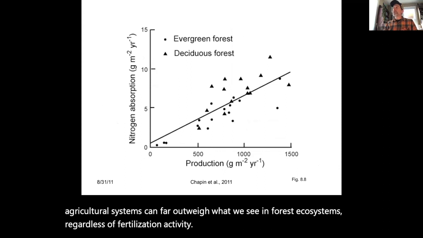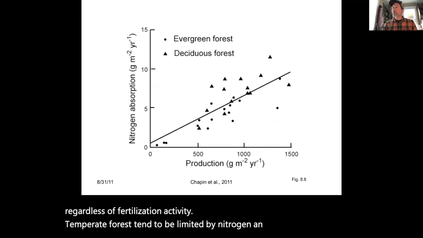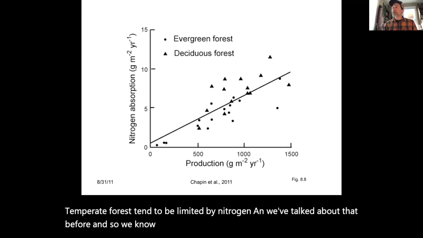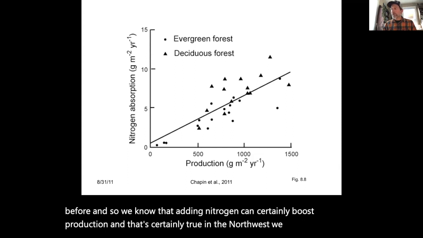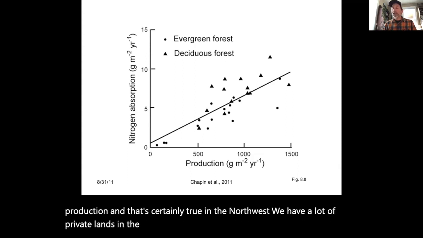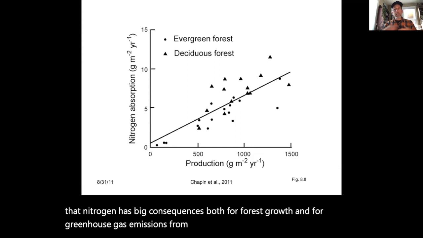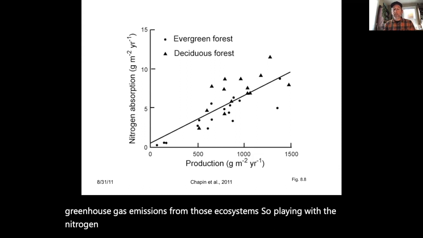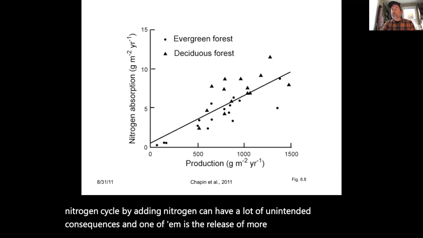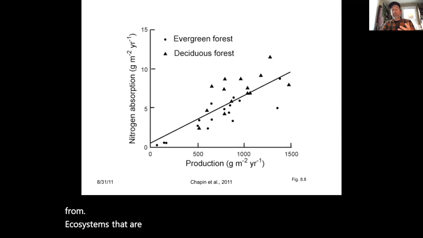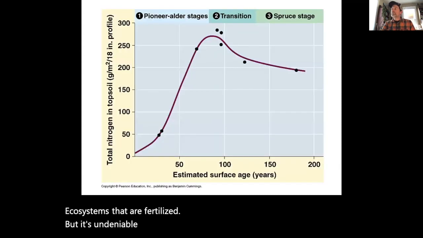Temperate forests tend to be limited by nitrogen, and we've talked about that before. And so we know that adding nitrogen can certainly boost production. And that's certainly true in the Northwest. We have a lot of private lands in the Northwest which apply nitrogen. And the application of that nitrogen has big consequences, both for forest growth and for greenhouse gas emissions from those ecosystems. So playing with the nitrogen cycle by adding nitrogen can have a lot of unintended consequences. And one of them is the release of more greenhouse gases from ecosystems that are fertilized. But it's undeniable that it increases productivity.